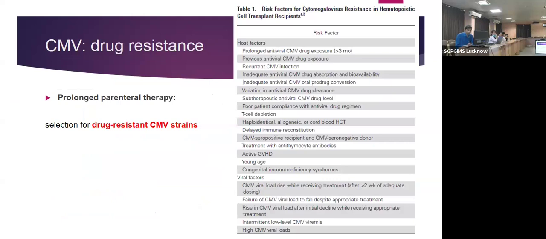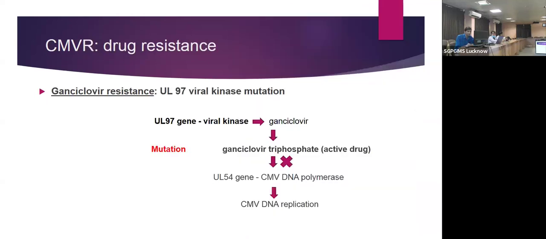Drug resistance: the most common top three reasons for drug resistance are related to the CMV treatment itself. Prolonged CMV treatment, previous anti-CMV drug exposure, or recurrence are the commonest causes of resistance generation. Another thing, if initially the viral load is very high, then it is also possible that resistant strains emerge after some time of the treatment.